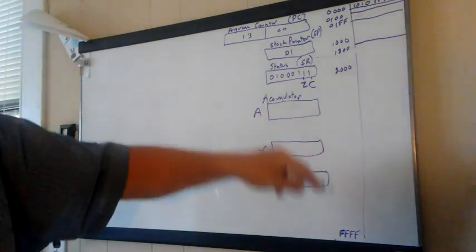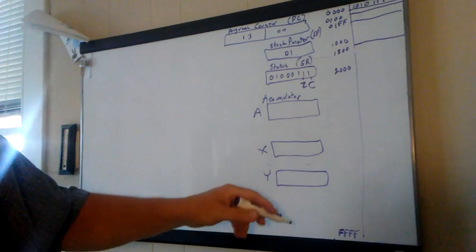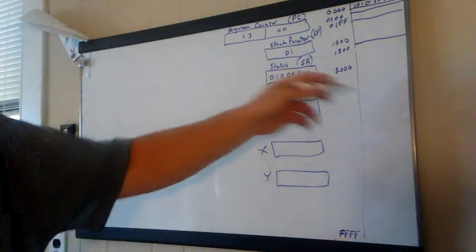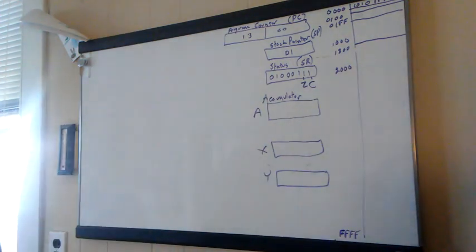And there's wiring in between all this. It's called buses. There's an address bus and a data bus that allow values to move back and forth between the registers and so on.